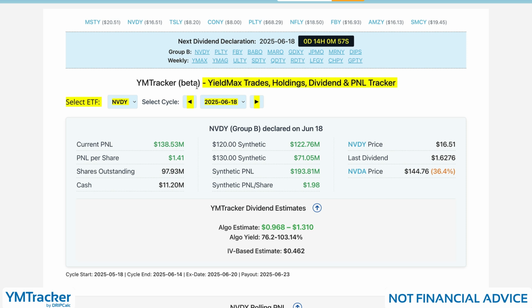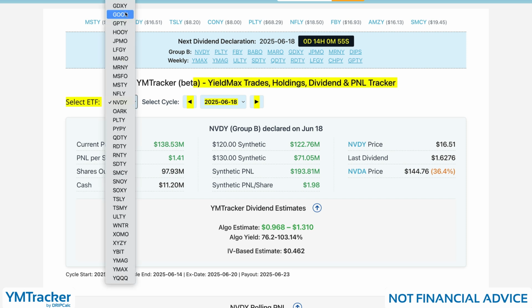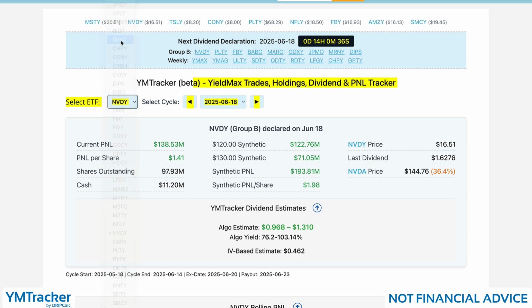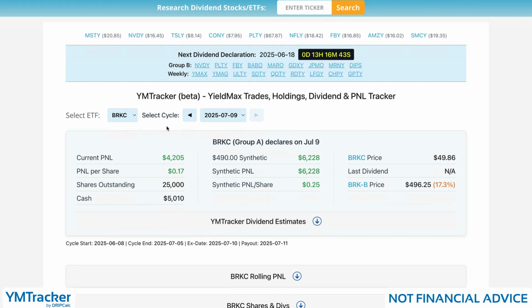Let's jump a little bit up over here. So here we have basically all their funds. You can get details on all of them that are in our database as they come out. So for example, the BRKC or Berkshire Hathaway fund just came out a week ago, and it's already in our system. We're collecting data, but because it's very new, we have very little data.